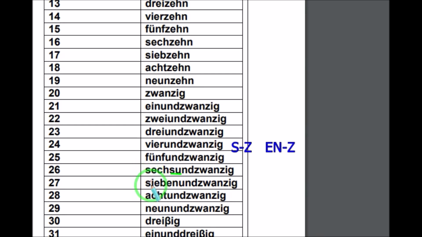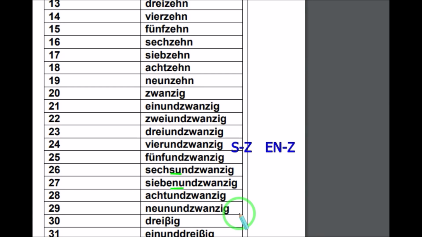Even in case of 27, N and U can be written together. That is why the spelling of 7 is written completely, which is sieben, then add und, and then zwanzig. So 26 will be sechs und zwanzig, and 27 will be sieben und zwanzig. 28 is acht und zwanzig. 29 is neun und zwanzig. I repeat, neun und zwanzig.